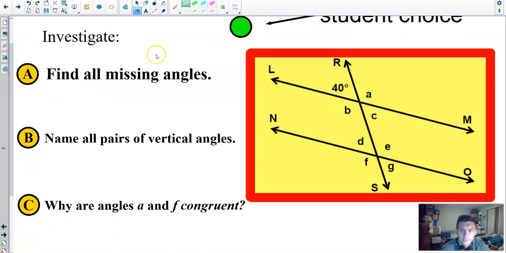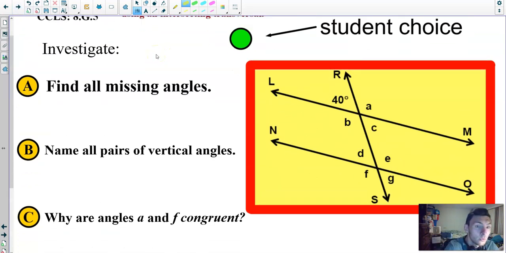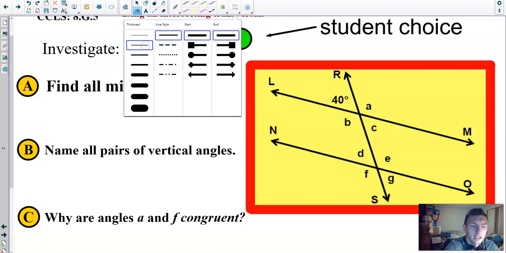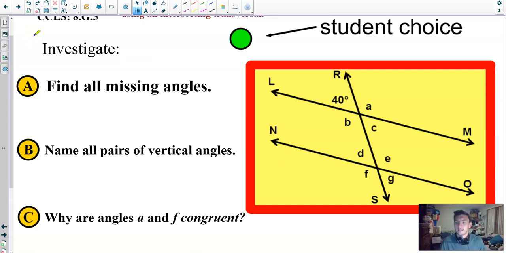So here we go. We need to find all the missing angles. If you want to try this on your own and go ahead, that would be awesome. If not, then you can watch along. We'll do this one together, but that means that you need to practice a couple of these slides on your own. You need to see what you're getting and what you're not getting. So first it says find all the missing angles.